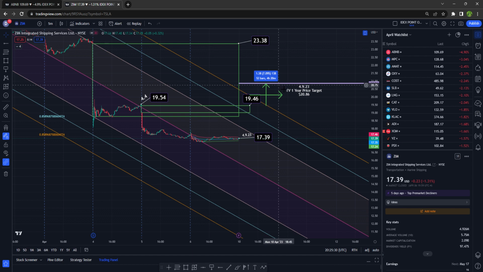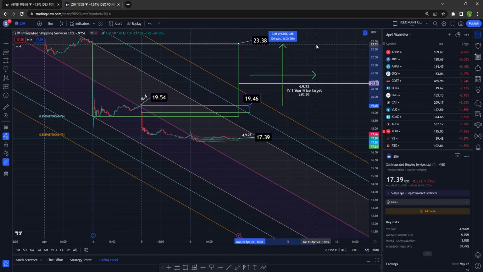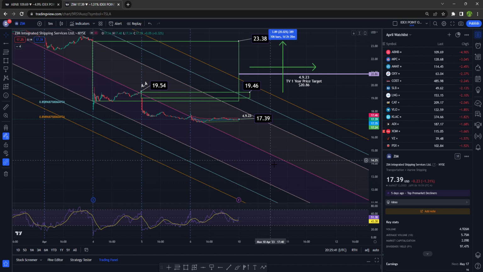Oops. And if we make it to this level, that would be a return of 20%. And the RSI is at 51. And that is a look at ZIM, Z-I-M, on the 5-minute time frame.